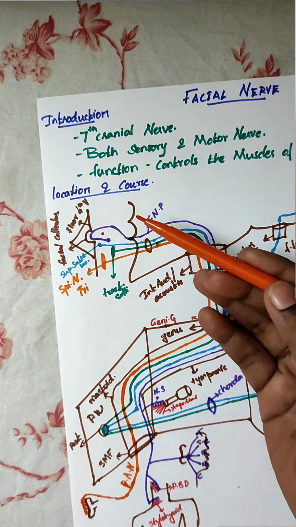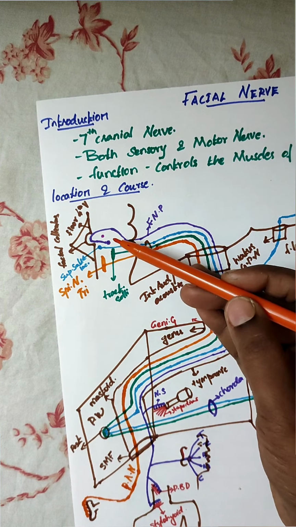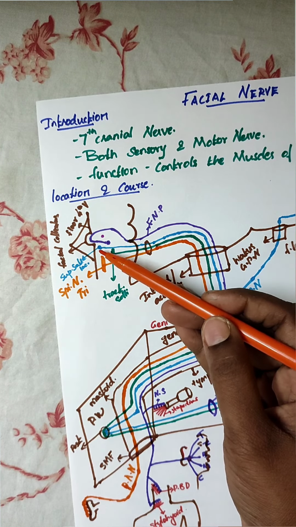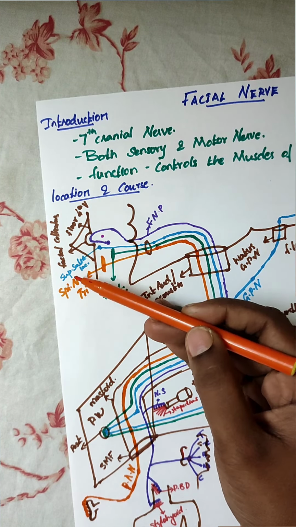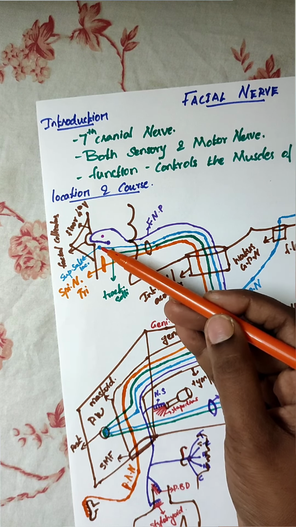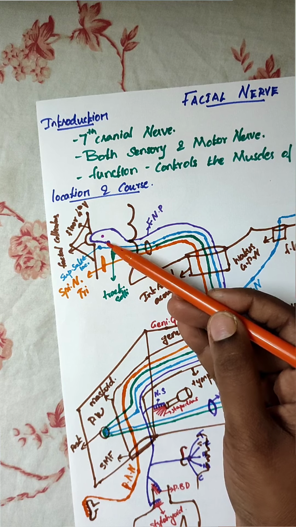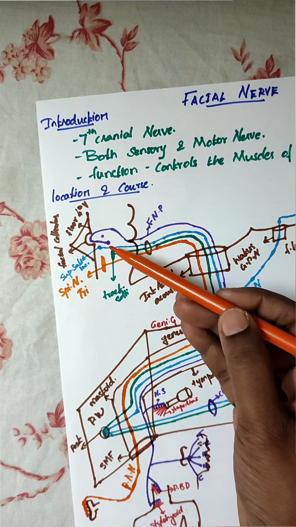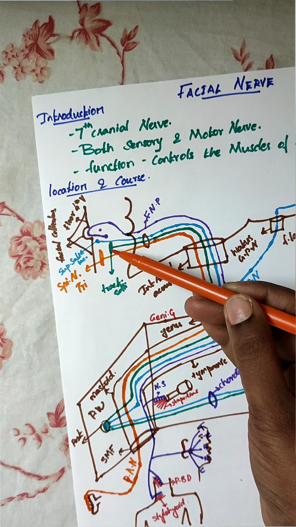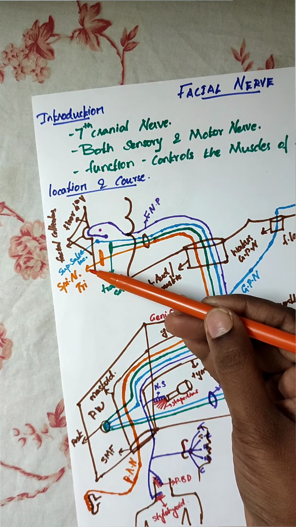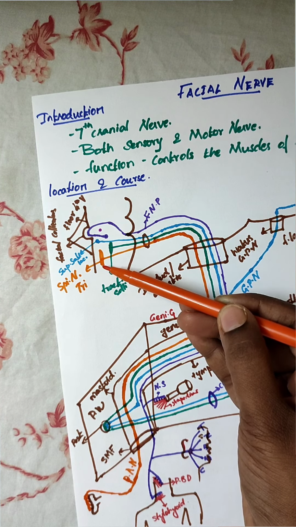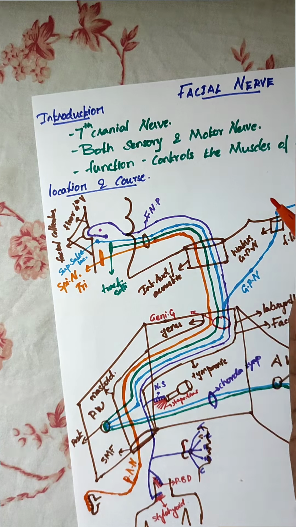So coming to the location of the facial nerve nuclei, there is a motor nerve nucleus which is present in the lower part of the pons, and there is a parasympathetic nerve nucleus, the superior salivary and lacrimal nucleus, which is present in the lower part of the pons, posterolateral to the facial motor nucleus. Then comes the tractus solitarius, which is present in the medulla oblongata, and the spinal nucleus of the trigeminal nerve, which is located in the medulla oblongata and also the upper part of the spinal cord.